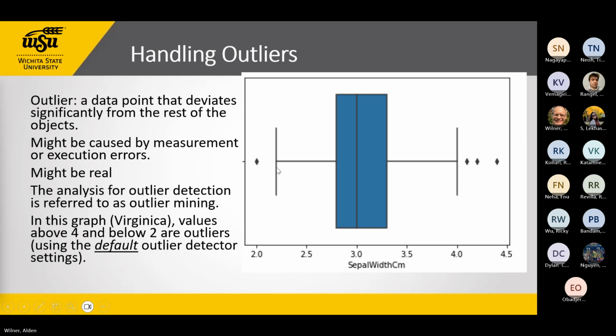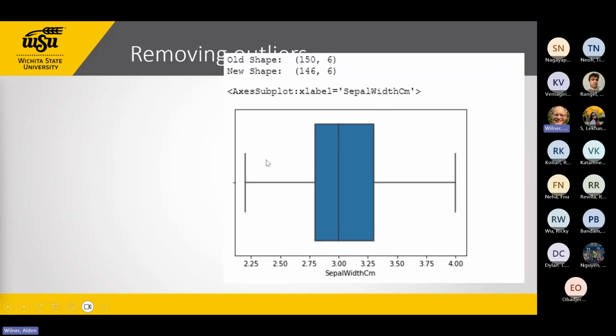Outlier mining. In this case, on the Virginica, values above 4 and below 2 are considered outliers, using the default outlier detector settings. You can define your outliers to be further away than 1.5 IQRs. You can say, I don't want to call something an outlier unless it's 3 interquartile ranges away, right? You can build your fence where you want to. The standard is 1.5 times the size of this box. Down here, the whisker is shorter because there are no values in this range inside the fence.